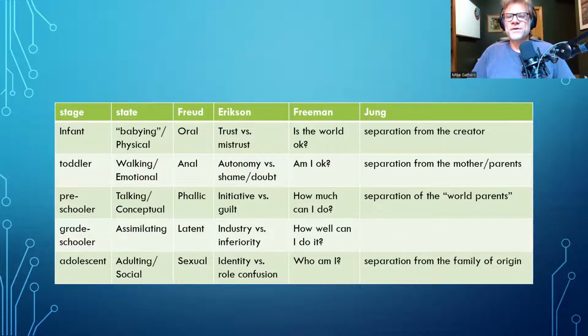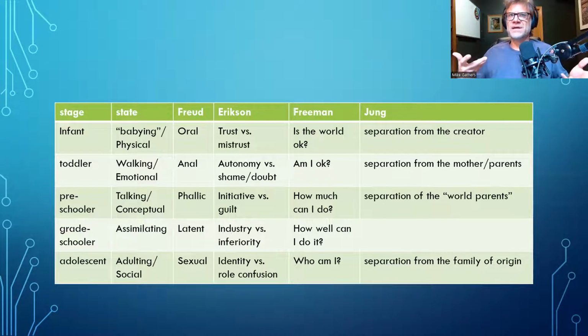And the third stage, as you can see with Erikson and Freeman, maybe they get away from this symbolic conceptual language realm that a lot of us from Wilson's world, Robert Anton Wilson's world, are familiar with. But Jung brings us back to that, and he calls it the separation of the world parents. So we're not talking about separation from the world parents. We're talking about separation of the world parents.